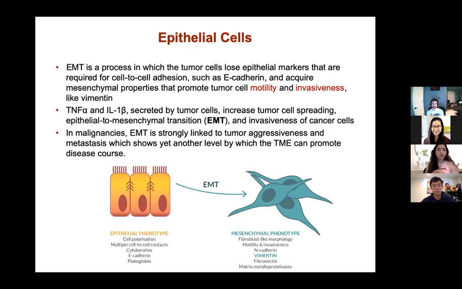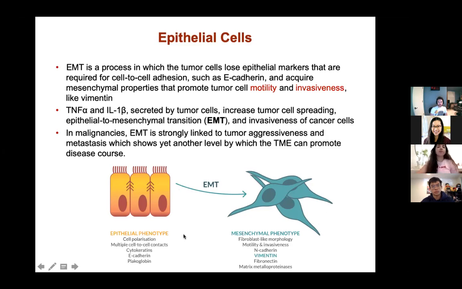So TNF-alpha and IL-1 beta are secreted by tumor cells and are some of the factors that really play into this EMT, epithelial to mesenchymal transition, and therefore cause the invasiveness that these cancer cells have, and can harness to then cause metastasis. EMT is very strongly linked to tumor aggressiveness and metastasis, and is basically necessary for the cancer to be able to spread. And this here is a look at what EMT looks like.